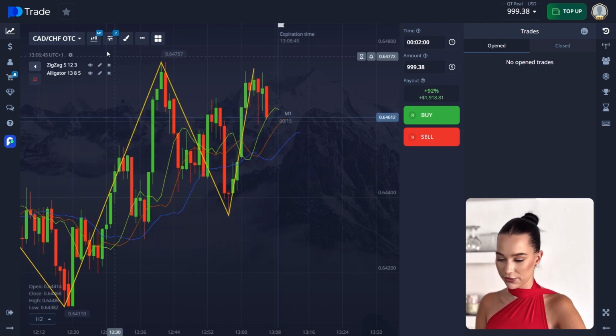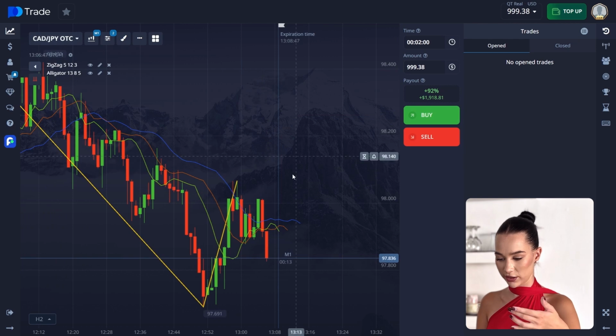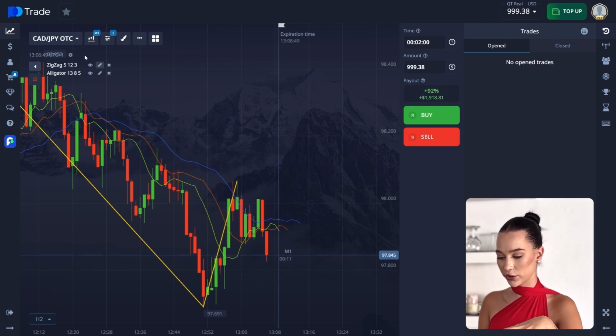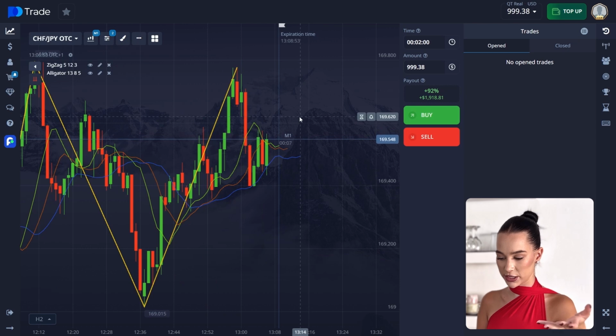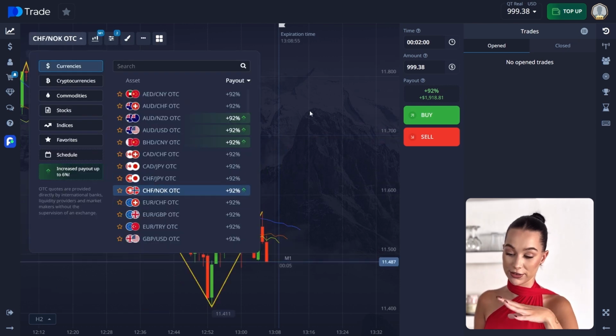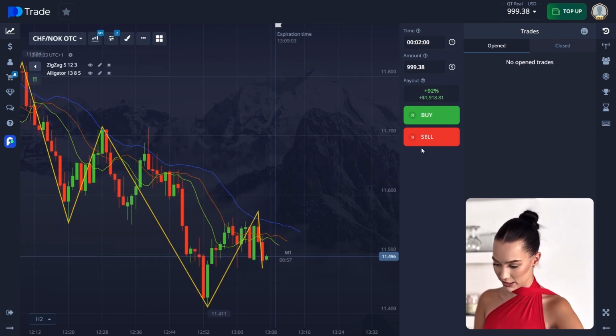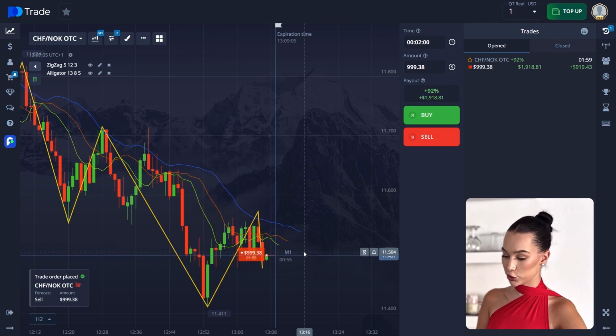So here's definitely no. That's how you also analyze the chart. You just look at all of the indicators, and if 2 of the indicators are giving you the same signal, sell or buy, you open a trade. If not, no. Here is not that bad a situation. So we open a sell trade here for 2 minutes.